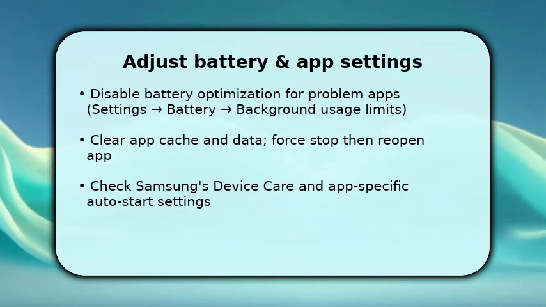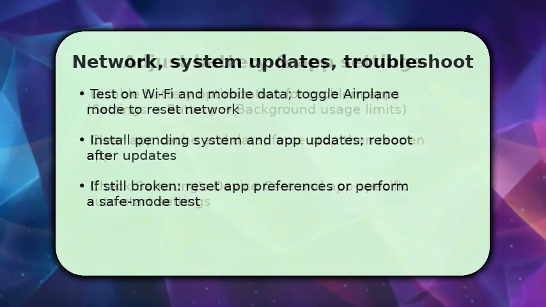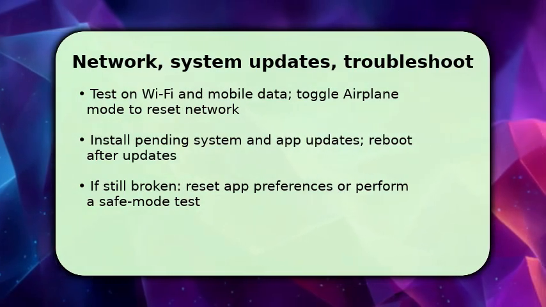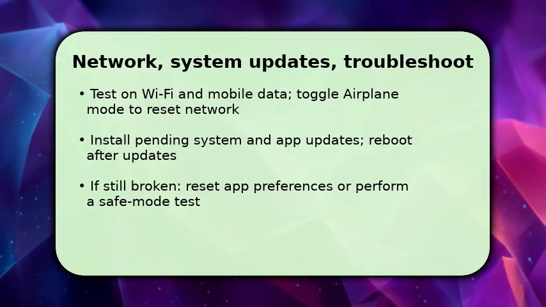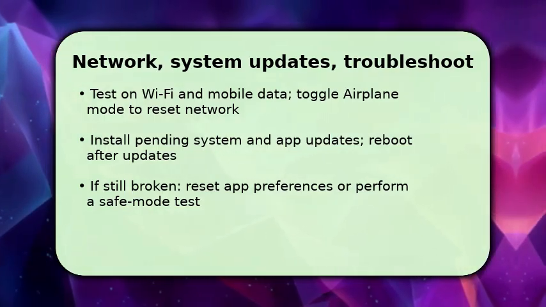Finish by checking connectivity and software currency. Test notifications on Wi-Fi and mobile data, and briefly toggle airplane mode to reset connections. Install any pending system or app updates and reboot. Updates often fix notification bugs.